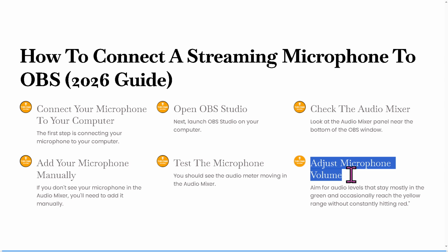And then you need to adjust the microphone volume. If your microphone is too quiet or too loud, adjust the volume slider in the audio mixer. Move the slider left to decrease volume or right to increase it. Aim for audio levels that stay mostly in the green and occasionally reach the yellow range without constantly hitting red. And then after that, make sure the monitoring device is configured in OBS settings.